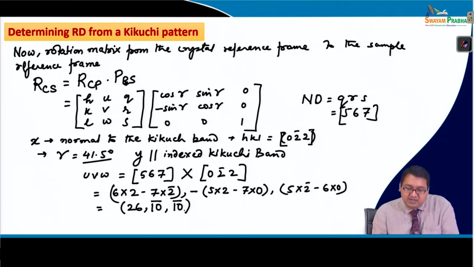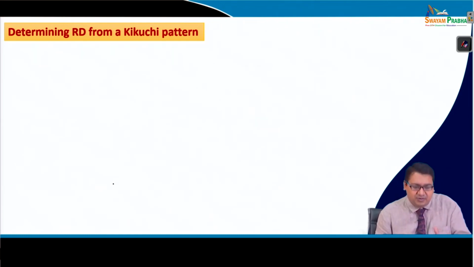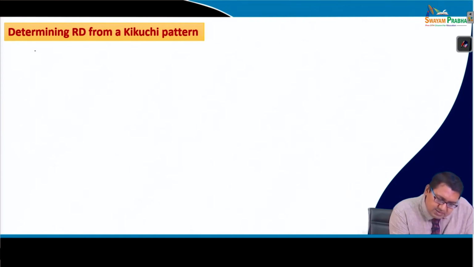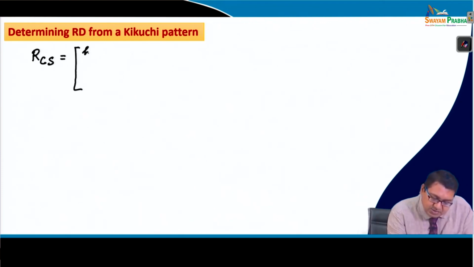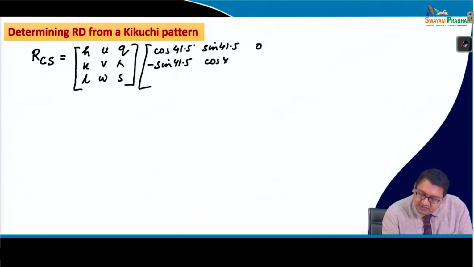So, you see that we have calculated the Miller indices of Y, which is UVW, from the Miller indices of ND, which we calculated earlier. Once we found the Miller indices of y, along with those of x and z, which were already there, we can get the rotation matrix between the crystal and the sample coordinate system, which I have written in the previous slide, as HKL UVW QRS times [cos 41.5°, sin 41.5°, 0; −sin 41.5°, cos 41.5°, 0; 0, 0, 1].